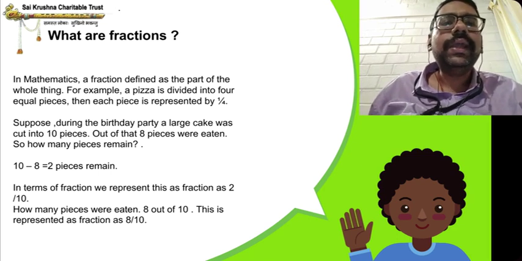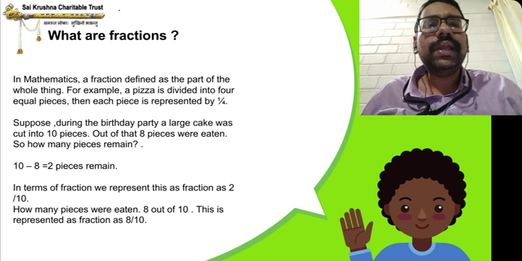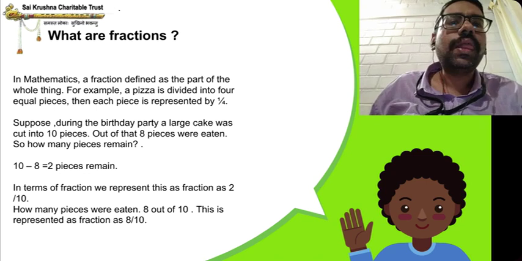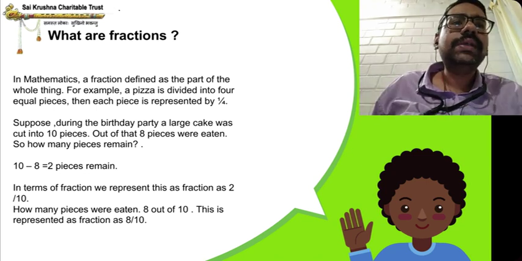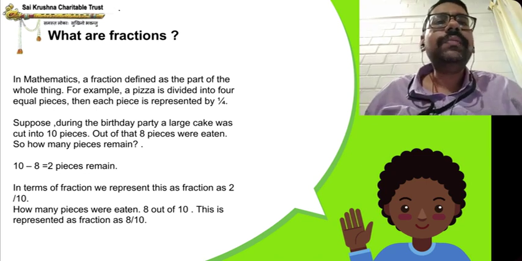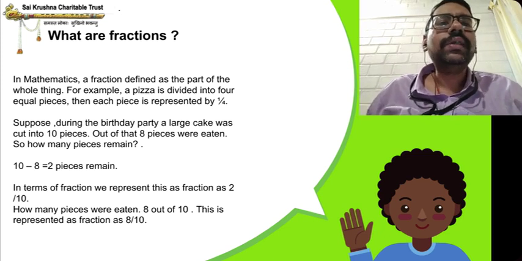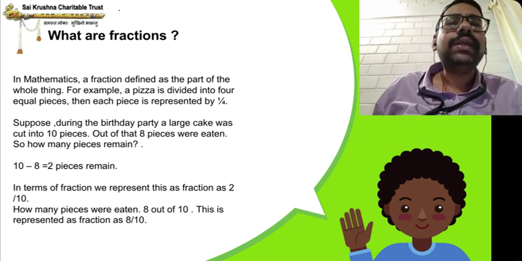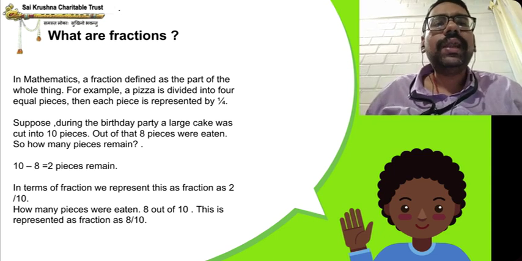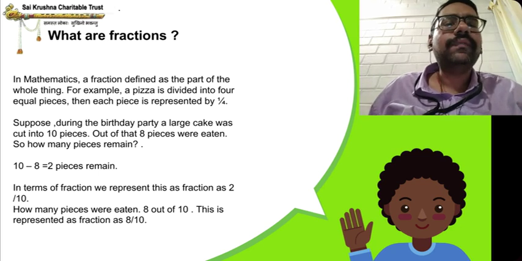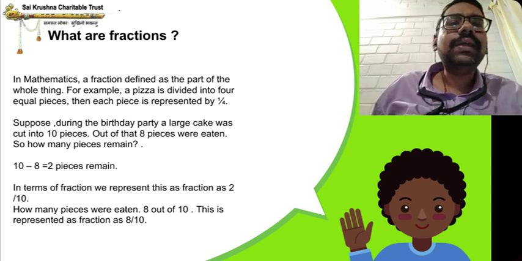So, in terms of fraction, we represent this as 2 divided by 10. How? If you have eaten 8 pieces out of 10 pieces, how many pieces of the cake remain? 2 pieces. 2 out of 10. So, this can be represented as a fraction as 2 divided by 10.